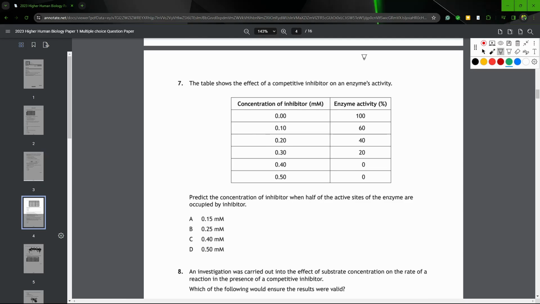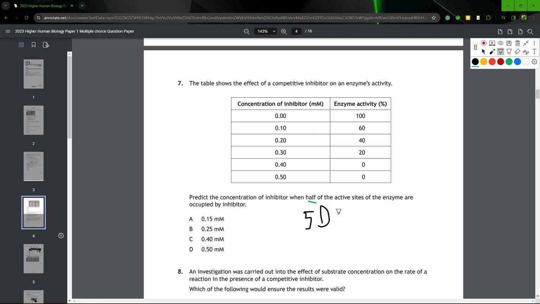The table shows the effects of a competitive inhibitor on an enzyme's activity. So we can see here, as you increase the concentration of the inhibitor, enzyme activity goes down. Predict the concentration of the inhibitor when half the active sites in the enzyme are occupied by the inhibitor. Enzyme activity when there's nothing means all the enzyme sites are bound to the substrate. But then when you add up, 40% of all the enzymes are bound to something else, and then 60%, 80%, and 100% are bound to this inhibitor. So we want half, that means 50%.